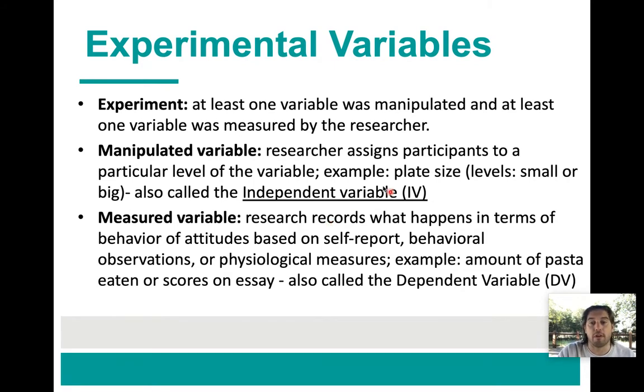The manipulated variable is called the IV, or the independent variable. The measured variable, the outcome, is called the DV, or the dependent variable. If this is helpful, a little trick to remember these is that the dependent variable is the one that depends upon the other variable, right? So the amount of pasta you eat depends upon the size of the bowl that you were given. So the dependent variable is the one that depends. It's the outcome. It's the variable that we're proposing changes in response to manipulation of the first variable, the independent variable.